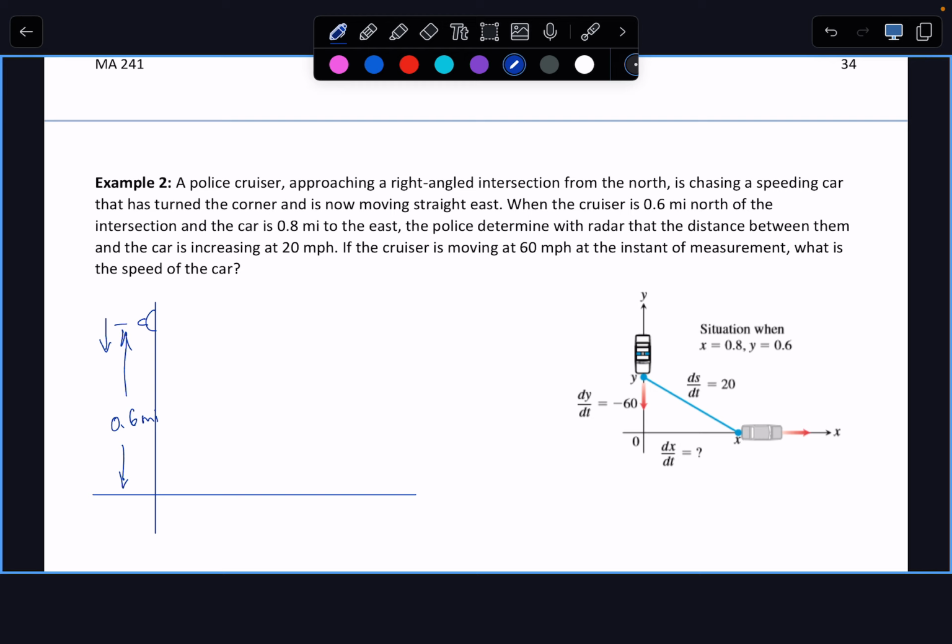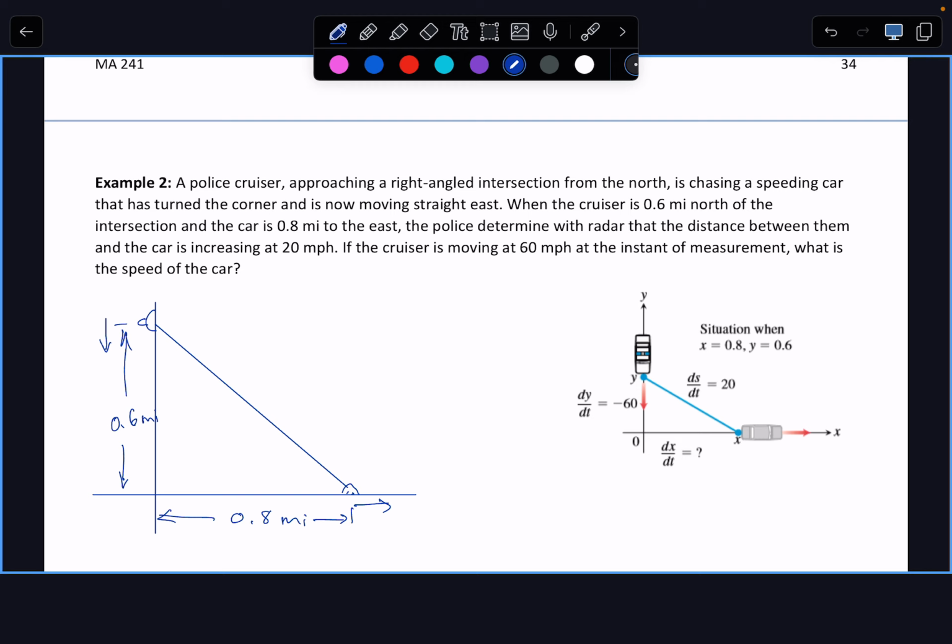I also know that I have the car who doesn't have a light, and he's moving east, so he's going this way. He should get at least a tire or two. There we go. And right now, he is 0.8 miles from the intersection. So this distance right here is 0.8 miles. The police determine with their radar gun that the distance between them and the car is increasing at 20 miles per hour. So the distance between them and the car is this distance, right? It's that direct line there.